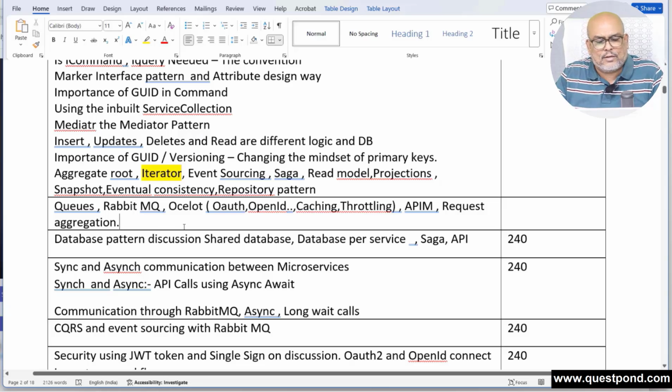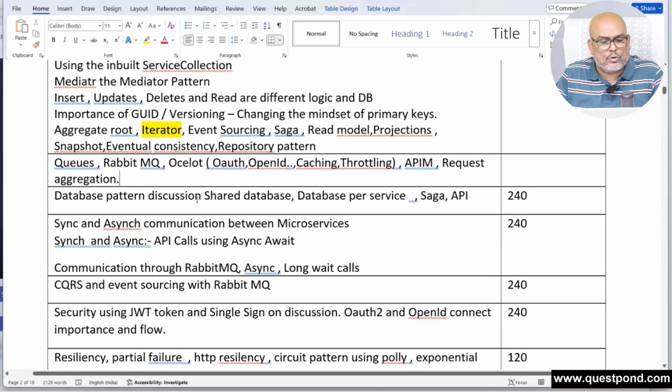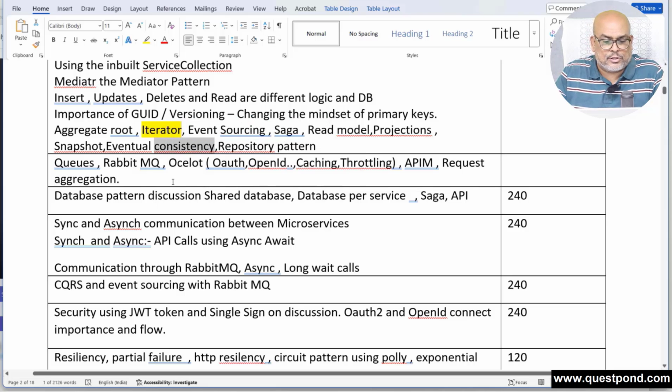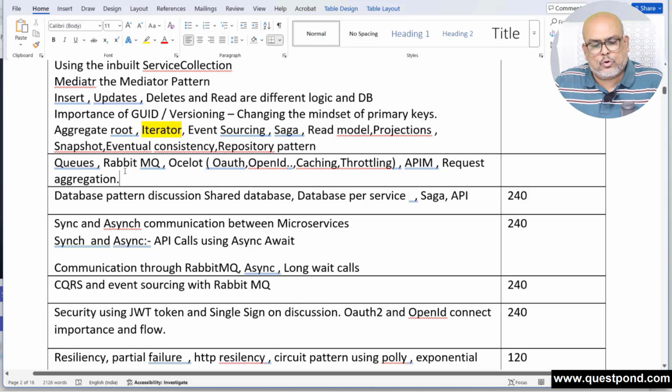Why queues? Because it does FIFO, first in first out. So whatever insert goes first will get executed, update goes next and gets executed, FIFO, right? Again, we'll talk about the Saga pattern, model projection, all that, and eventual consistency when you're talking about transactions, right? Eventual consistency will come into picture. Also, for communication, we'll be using RabbitMQ, right?